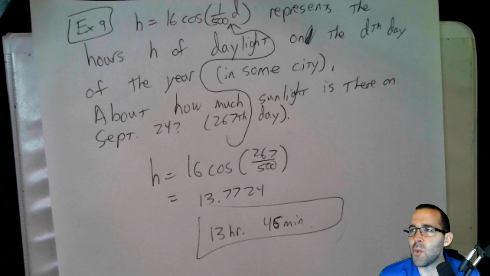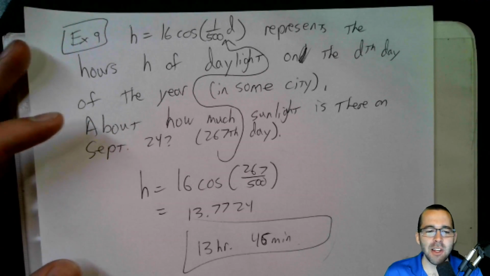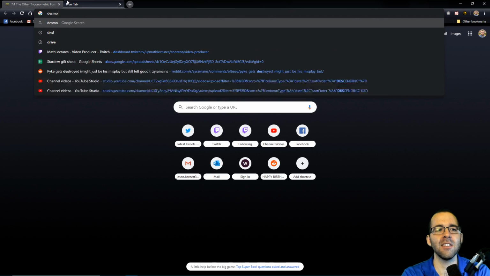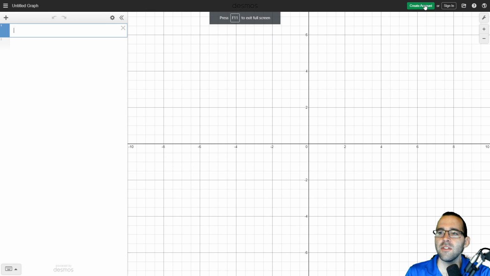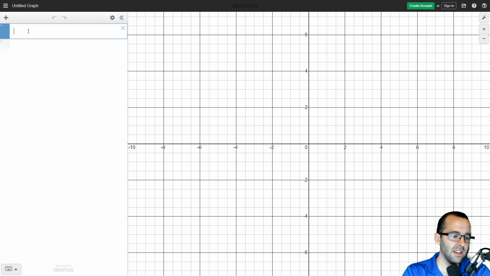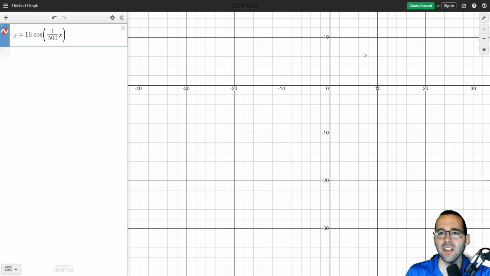All right. So what the heck is going on with this problem, guys? If we graph this function, and hold on, we don't need me to graph it. Don't take my word for it. Let's graph this. So if we graph this, it's h equals 16 cosine of 1 divided by 500 times d. All right, we'll use x's and y's. And oh, it didn't matter.